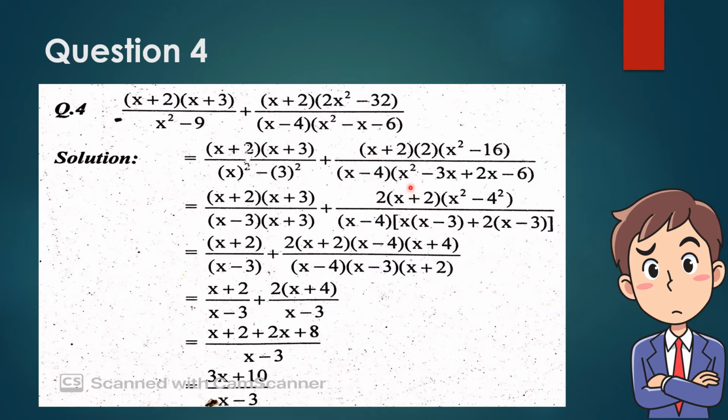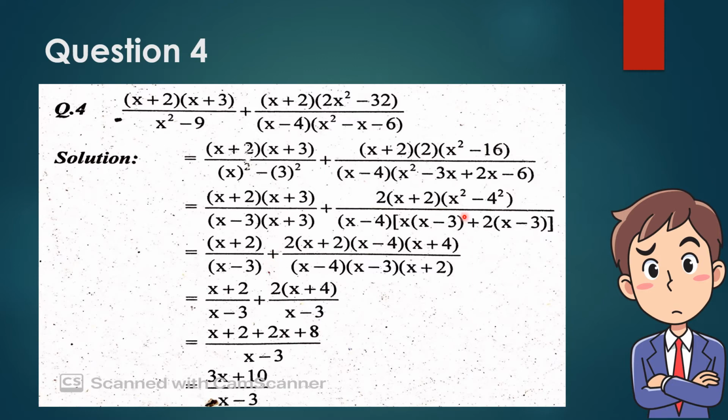will apply the midterm method, that is x square minus 3x plus 2x minus 6. Now we will apply the formula of a square minus b square on x square minus 16. It will give you x minus 4 and x plus 4. So now in the first fraction you can see that we have x plus 2 and x plus 3, and in the denominator we have x minus 3 and x plus 3. So x plus 3 will be cancelled out by x plus 3. You will be left with x plus 2 and x minus 3.